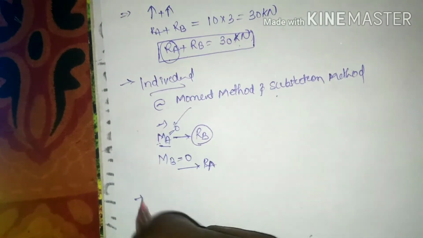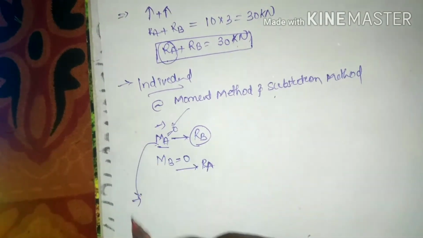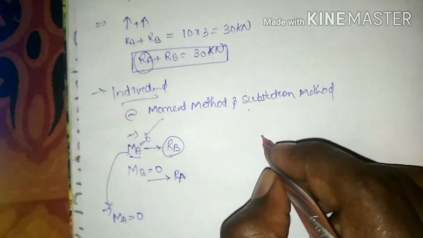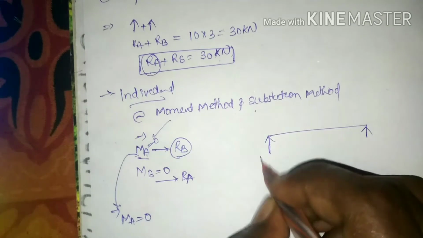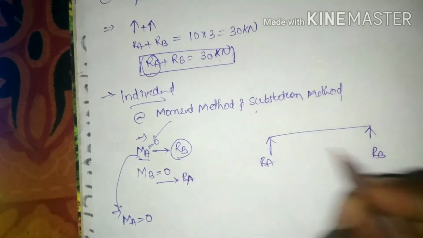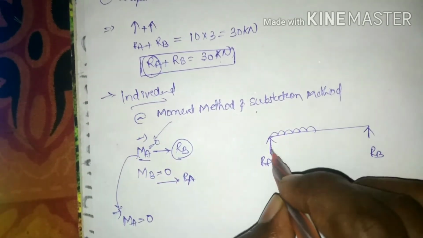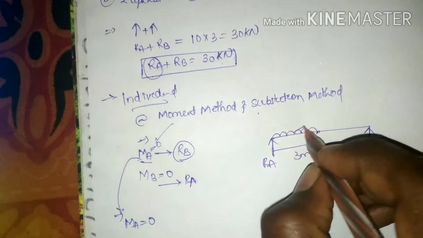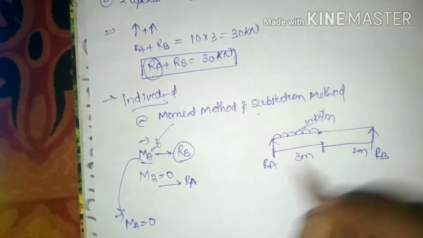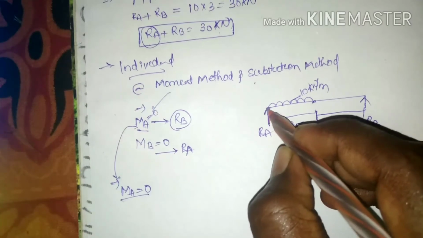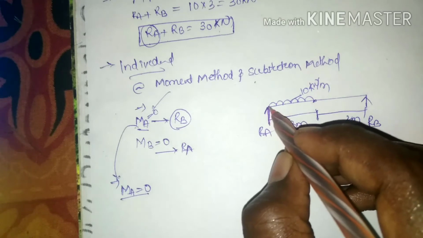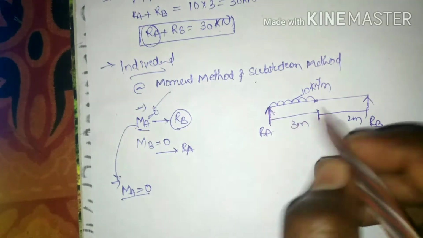Here I am going to take the moment about A equal to 0. Let us assume this: here we have RA and RB, and we have a UDL for 3 meters, and this is 2 meters, with magnitude 10 kilonewton per meter. If I take the moment about A equal to 0, then RA is eliminated in this equation, because we don't have any perpendicular distance to multiply with RA.